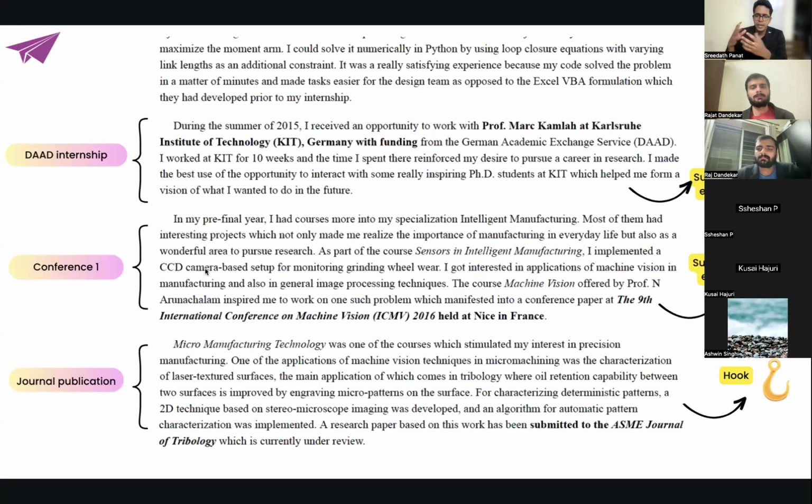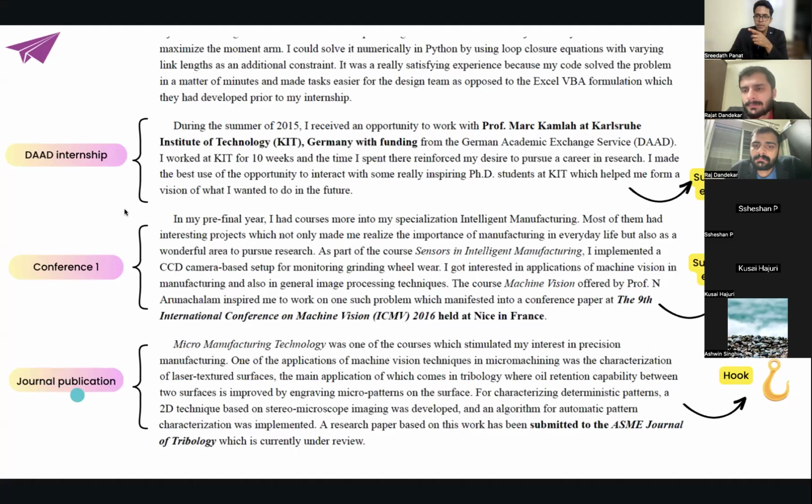Initially I was a bit confused, like should I write about this machine vision thing in a manufacturing application or not? But then ultimately I decided to mention it because when someone sees this, they will only judge me in a positive way. They'll not feel like, oh, this guy also is talking about machine vision in a manufacturing application, because I have other hooks which are directly related to manufacturing. So I have no problem mentioning a few supporting elements.